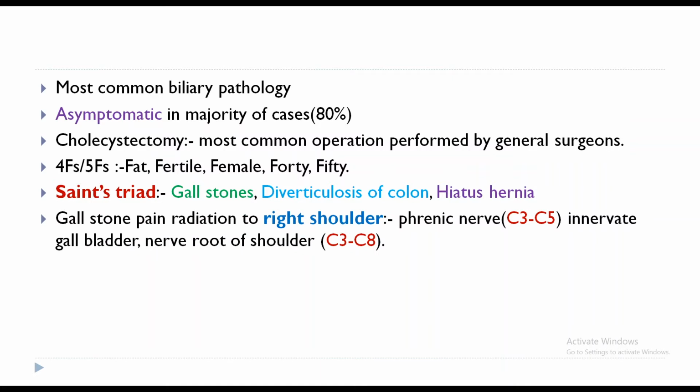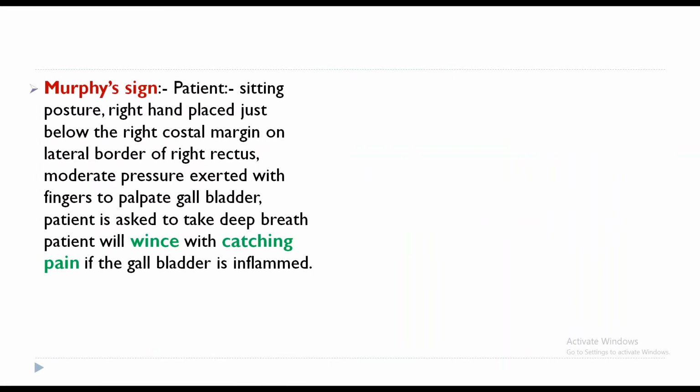One more important question is why gallstone pain radiates to the right shoulder. It is because the phrenic nerve has the root value of C3 to C5. It innervates the gallbladder, and also the root value of the shoulder is C3 to C8. So there is radiation of pain to the right shoulder.